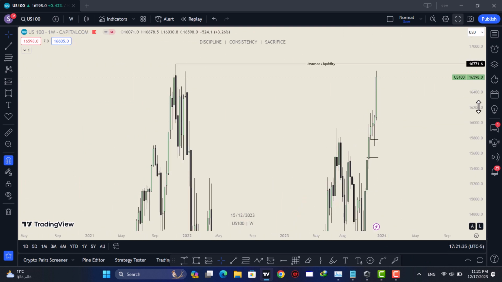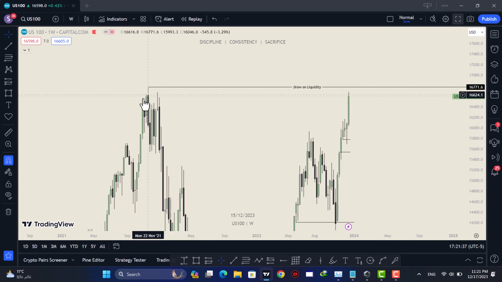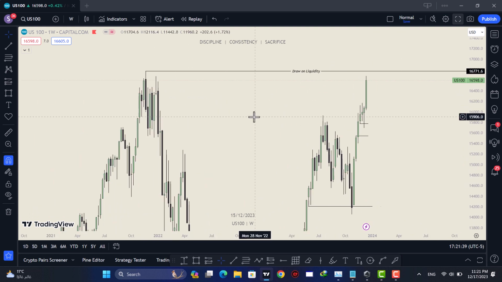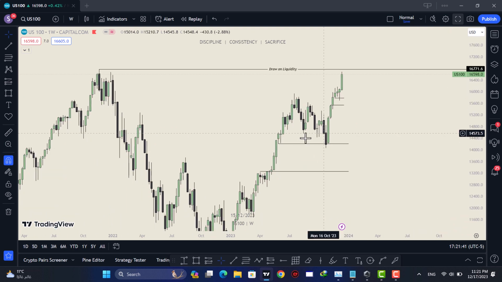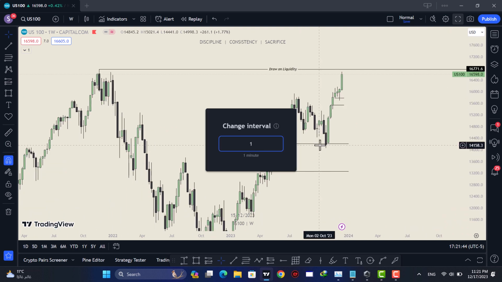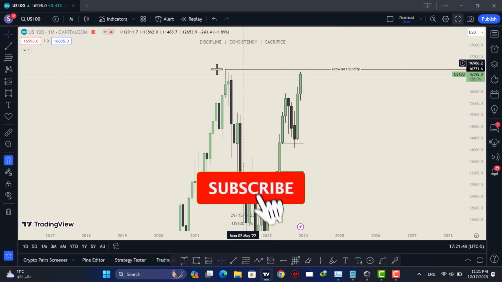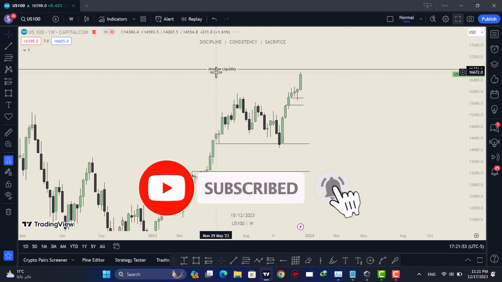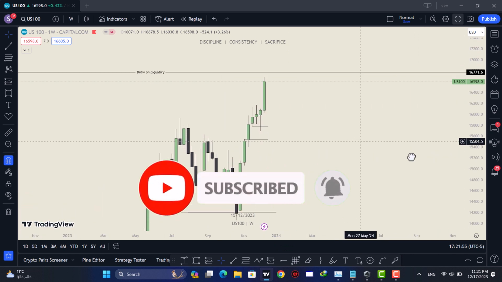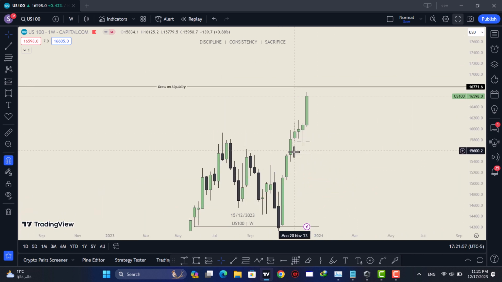The draw on liquidity is clear. This original consolidation, this external range liquidity, right? We are reacting from this monthly fair value gap into this external range liquidity. On the weekly, we are reacting and rejecting from this weekly fair value gap.